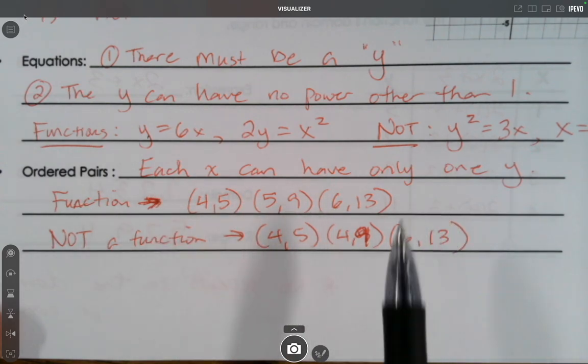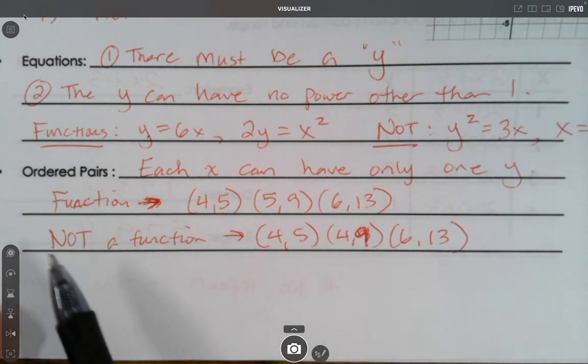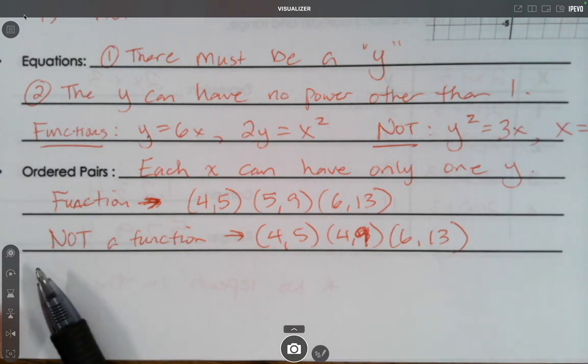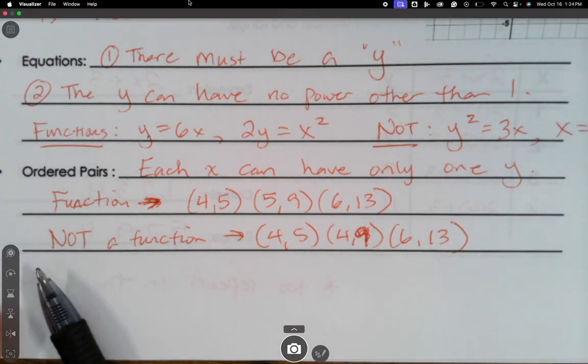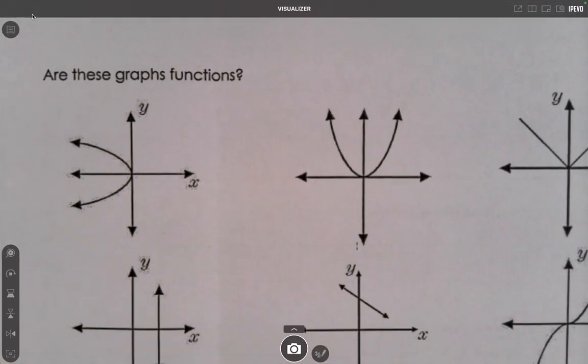It is a function. 4, 4, and 6, we have a repeat in the x. So that's not a function. If x is repeat, it is not a function. Now on the back of this page, we're actually going to practice with some things. First, using the vertical line test.